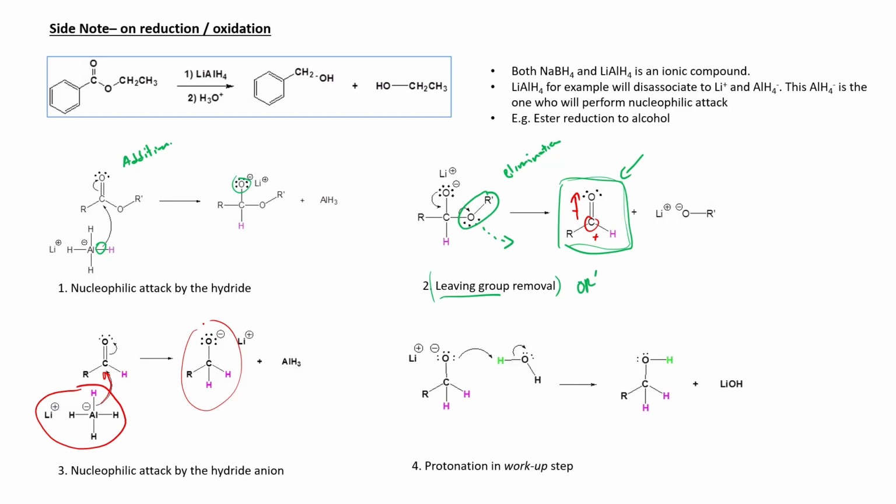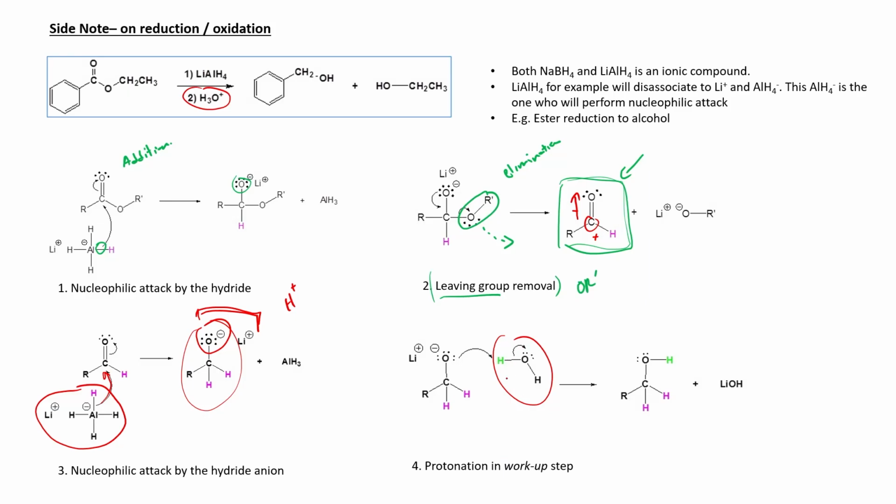Okay, so now this oxygen here still has a negative charge. It is still a salt. So in order to get alcohol, you need to change this salt into the alcohol. How to get that is to bring in the hydrogen, the proton, so that this negatively charged oxygen will get protonated. That's why they add water here, or in this case also the hydronium ion.